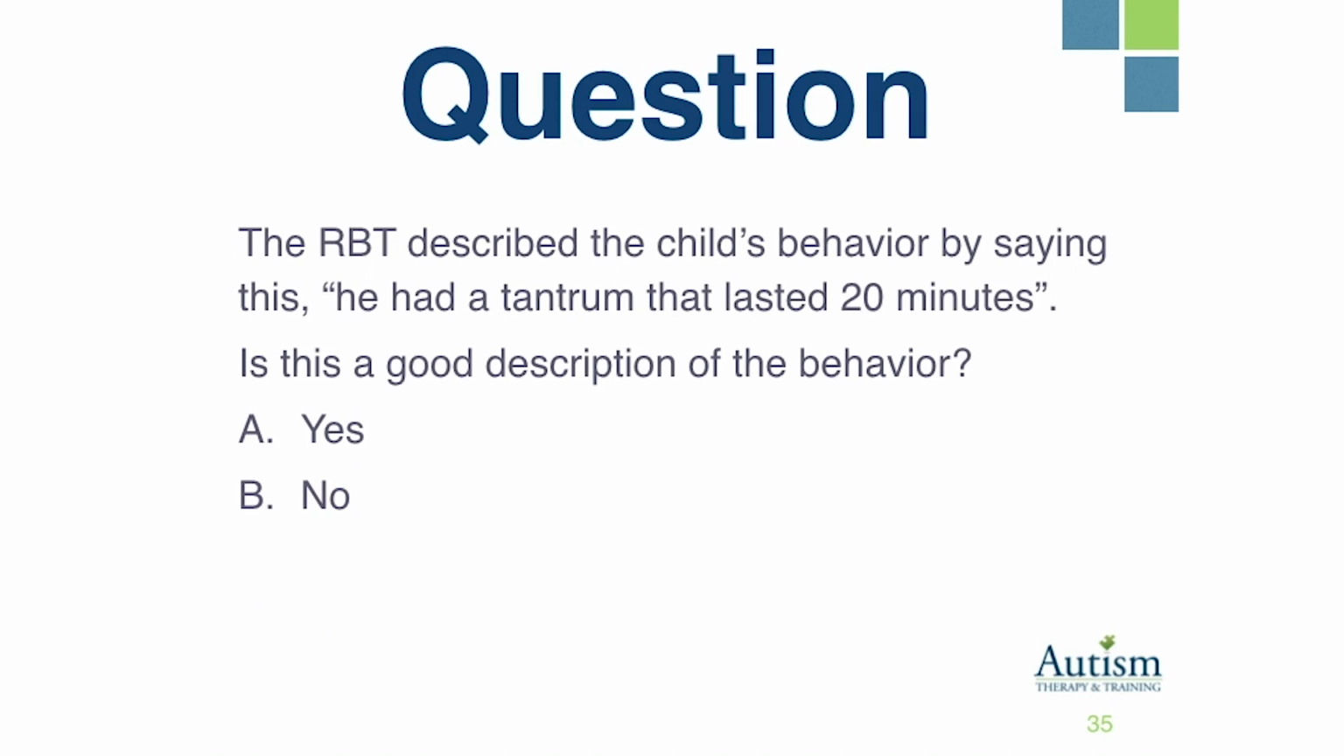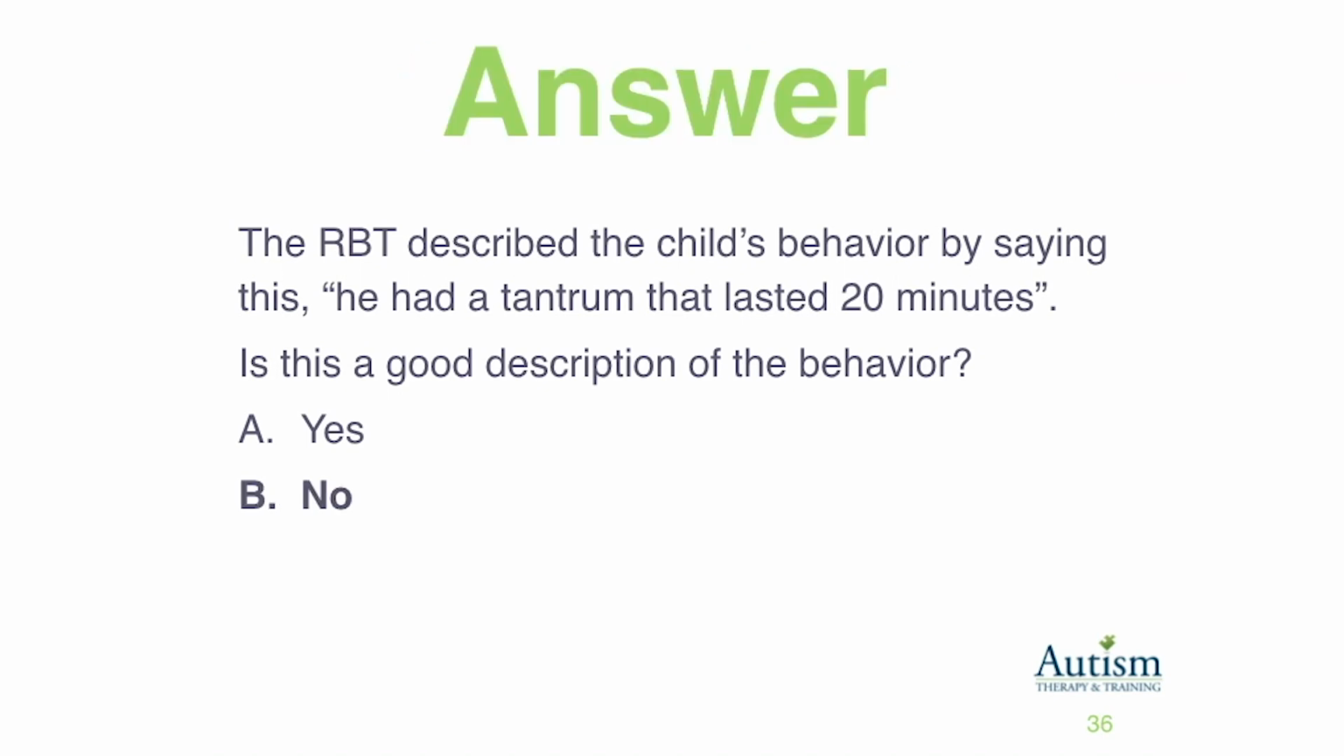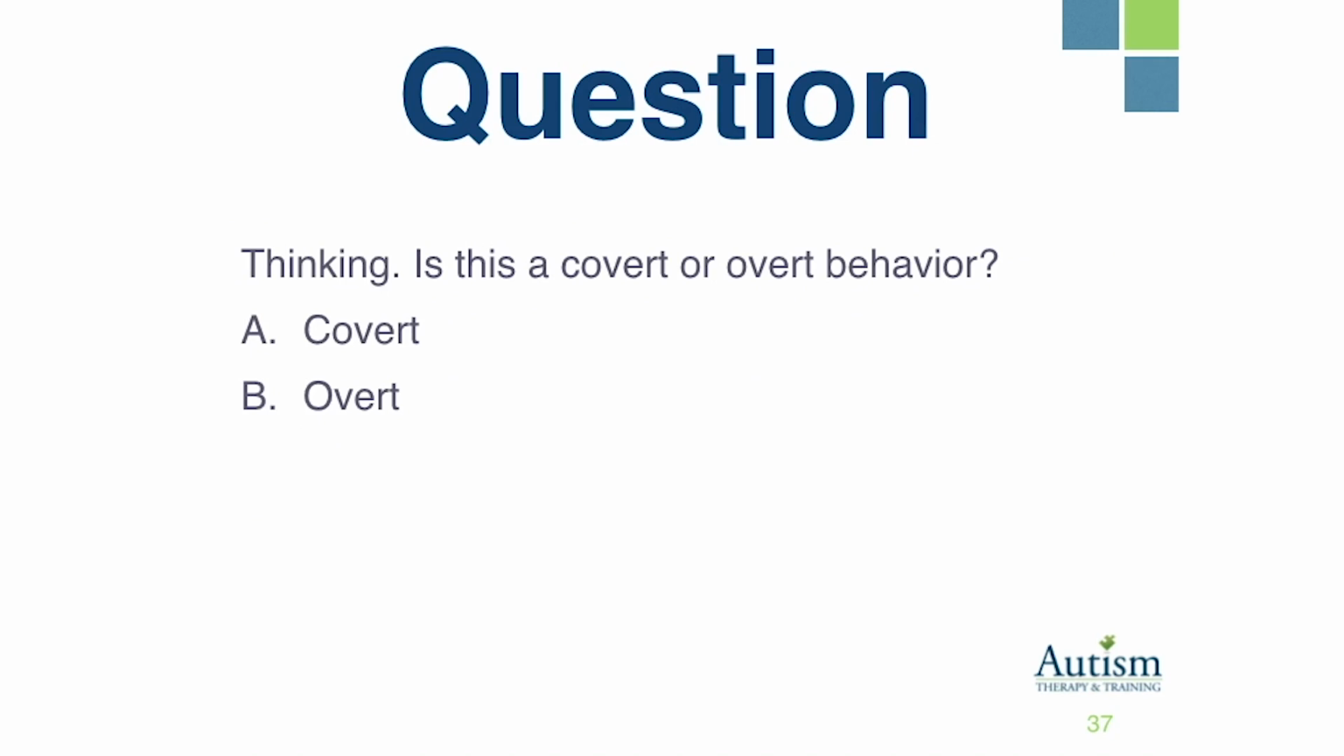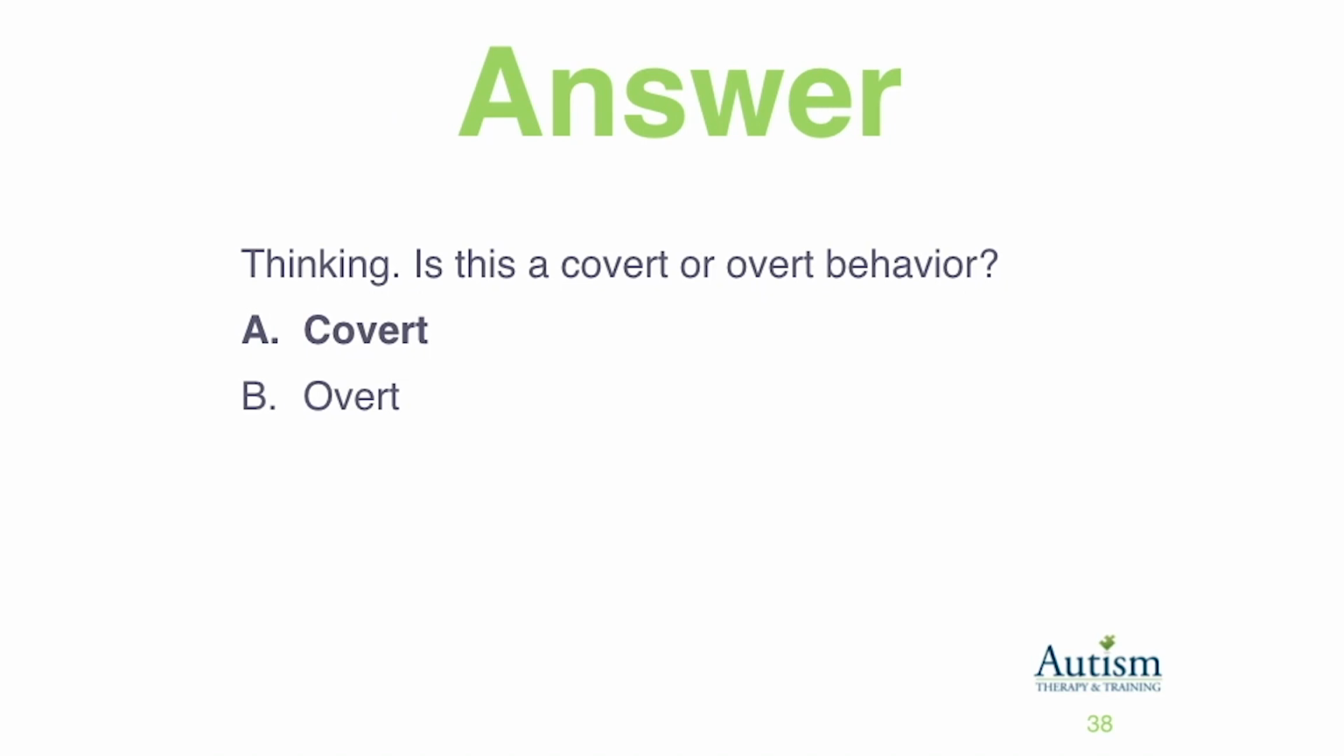The RBT described the child's behavior by saying this: he had a tantrum that lasted 20 minutes. Is this a good description of the behavior? A, yes, or B, no. And the correct response is no. Thinking. Is this a covert or overt behavior? A, covert, or B, overt. And the correct response is A, covert.